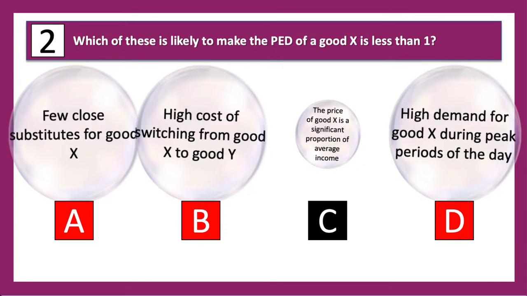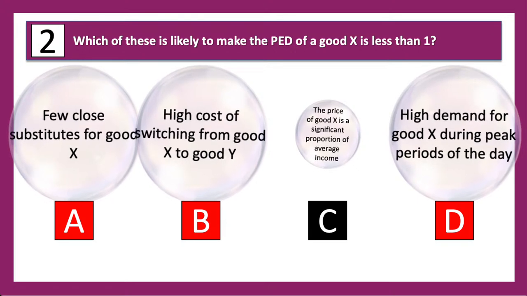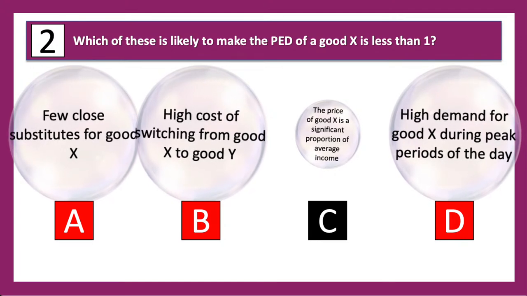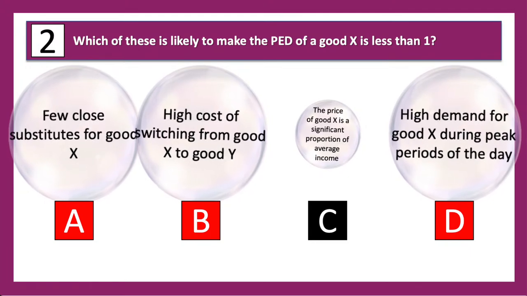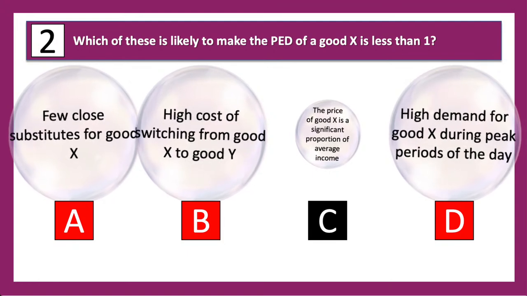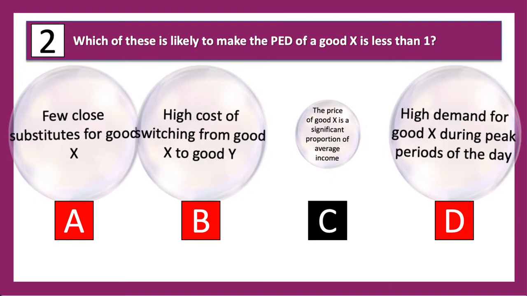And the other one is high demand for goods during peak periods of the day. When demand is at a peak, for whatever it is, electricity for example, demand tends to be price inelastic. C's wrong. When the price is a big share of your budget, you tend to become more price sensitive. The price of a package holiday or a new car or perhaps a new smartphone, for example, you tend to be quite sensitive to the price.